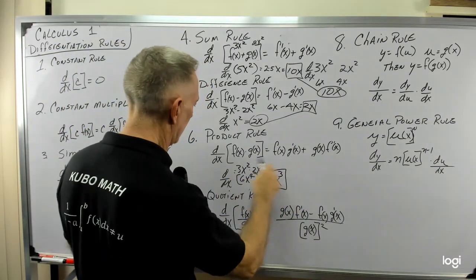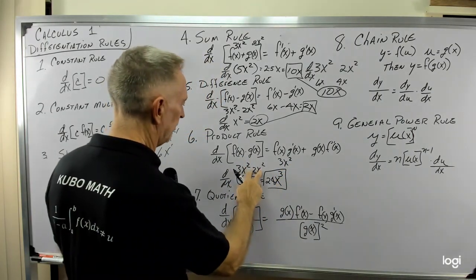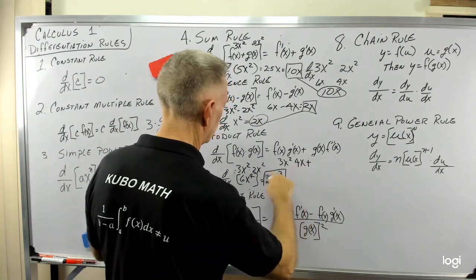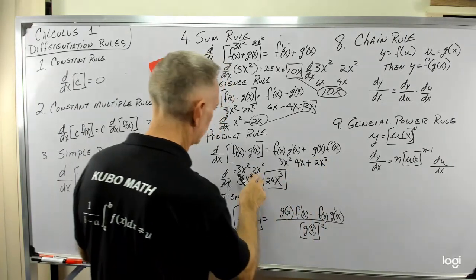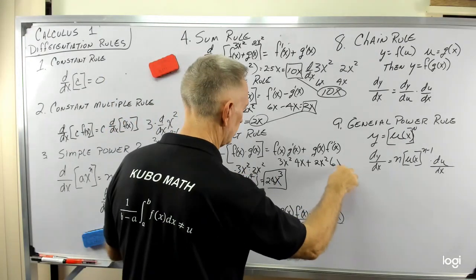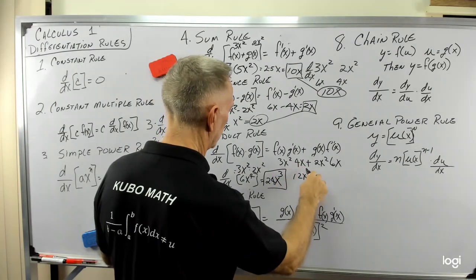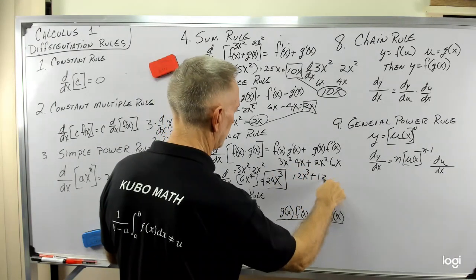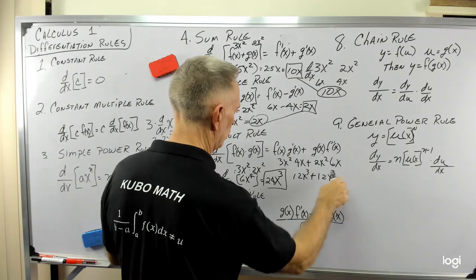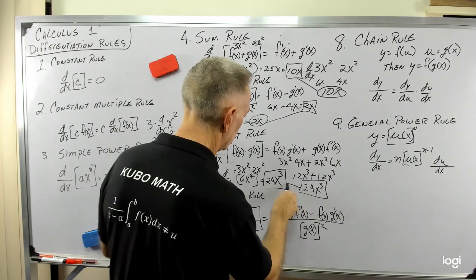I can get the same answer if I take the first one, which was 3x to the second power, times the derivative of the second one, which is 4x, plus 2x to the second power, which is the second function, times the derivative of the first one, which would be 6x. So now I have 4 times 3 is 12x cubed, plus 6 times 2 is 12, x to the second power times x to the first is x cubed. 12x cubed plus 12x cubed is 24x cubed. So I get the same.